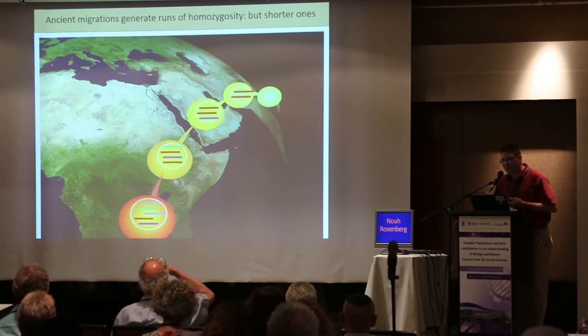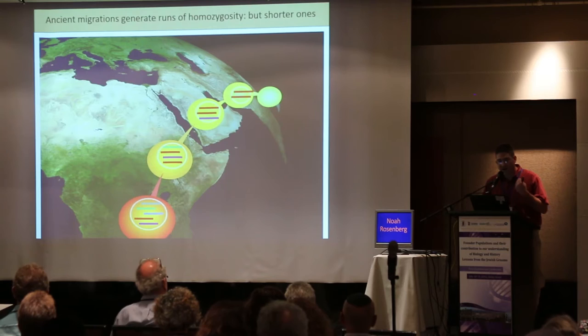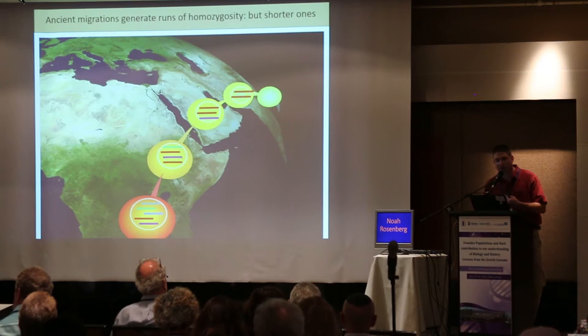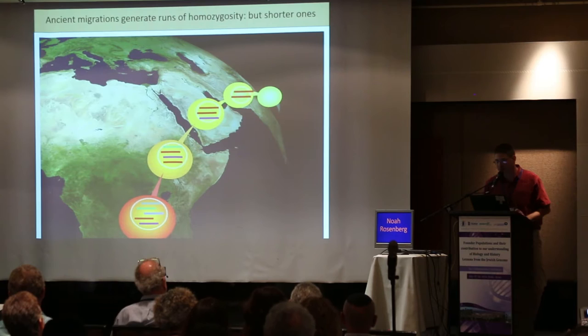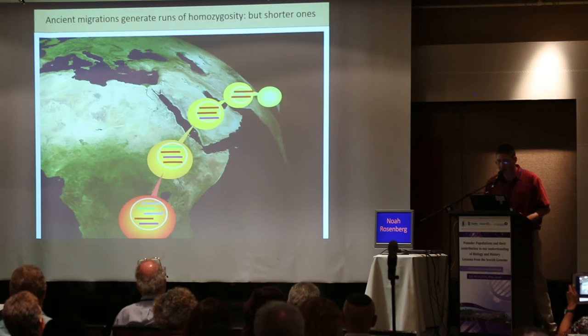Now, there's a lot more time separating current populations from ancient migrations than current populations and consanguineous marriages a few generations back. So the stretches of homozygosity due to ancient migrations are shorter in these cases than in cases with populations with a high degree of consanguinity.